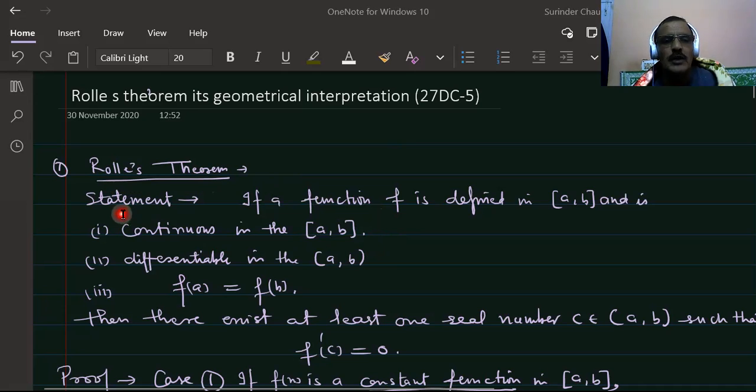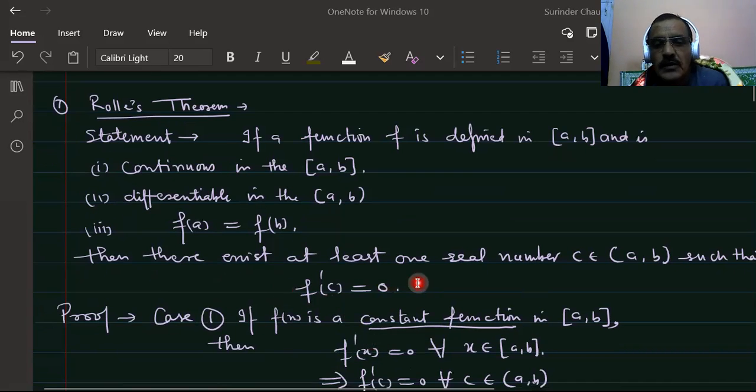Let's see the statement of the theorem. If a function y = f(x) is defined in a closed interval [a, b], and one, it is continuous in the closed interval [a, b], two, differentiable in the open interval (a, b), and three, f(a) = f(b), that is, at the endpoints a and b of the interval the function has equal values, then there exists at least one real number c belonging to (a, b) such that f'(c) = 0.